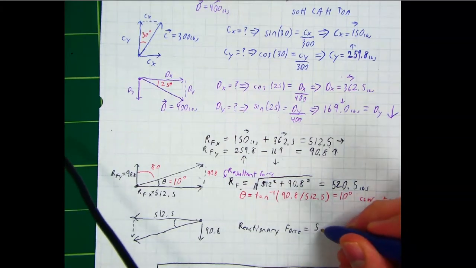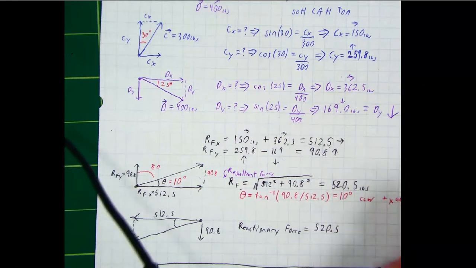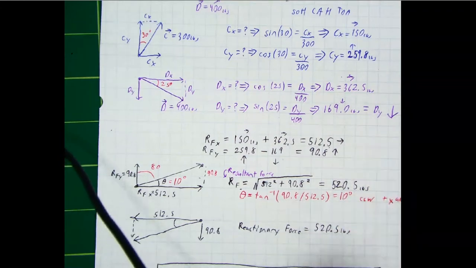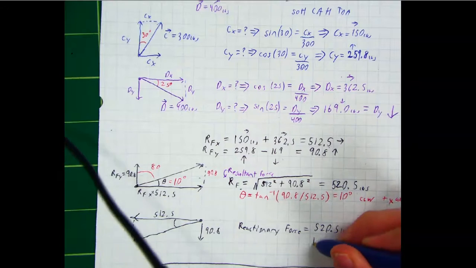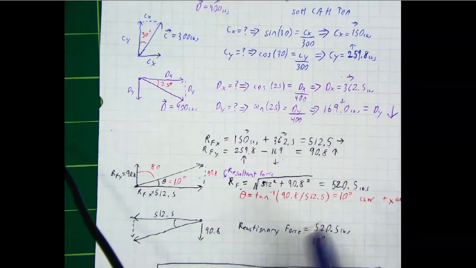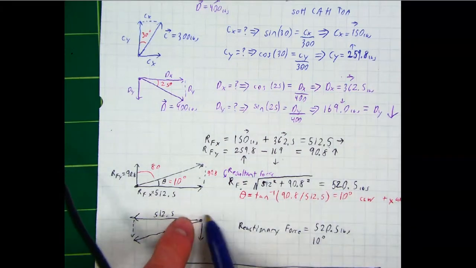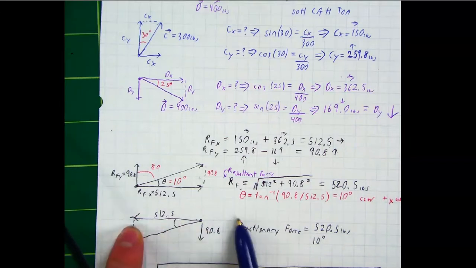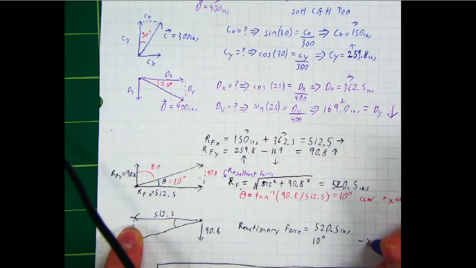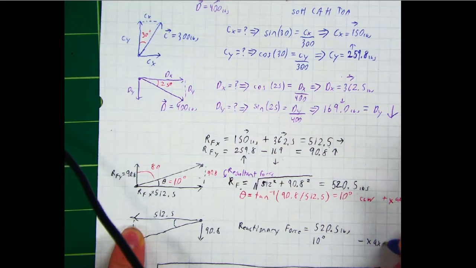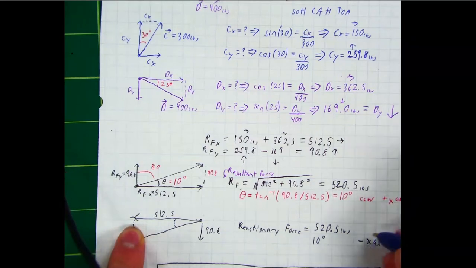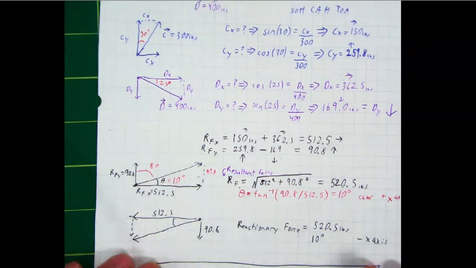It's going to be 520.5 pounds. And it's also going to be 10 degrees. But now it's being measured from the left, from the negative x-axis. So we could say the negative x-axis. And the question is, is it going clockwise or counterclockwise from that negative x-axis?